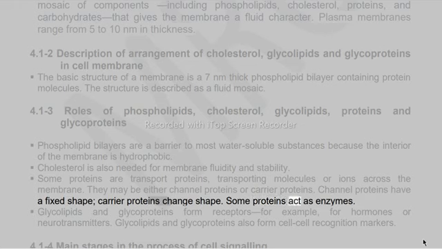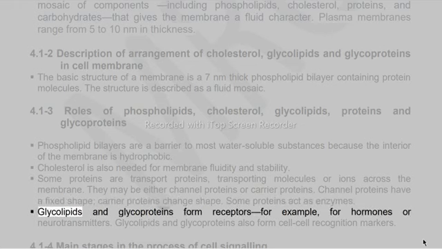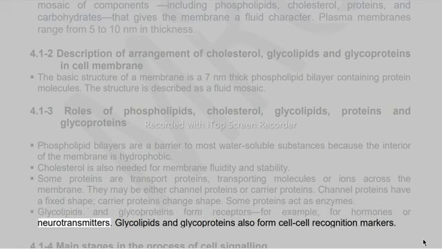Some proteins act as enzymes. Glycolipids and glycoproteins form receptors, for example, for hormones or neurotransmitters. Glycolipids and glycoproteins also form cell-cell recognition markers.